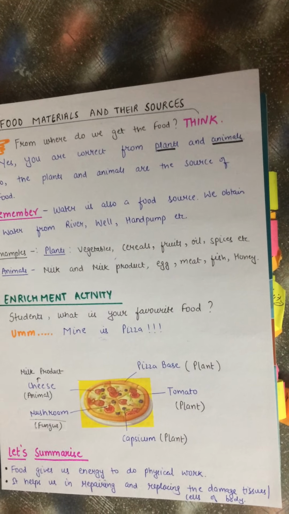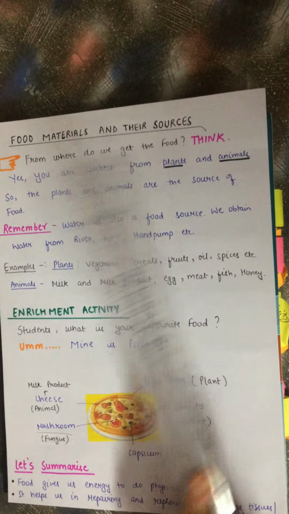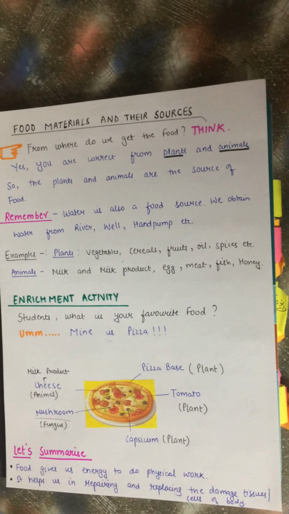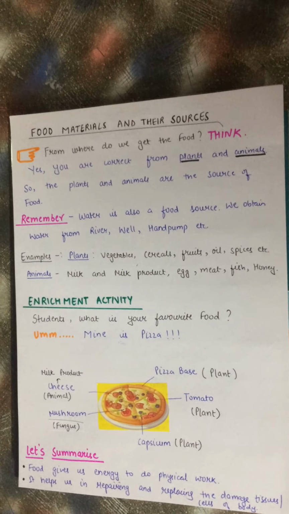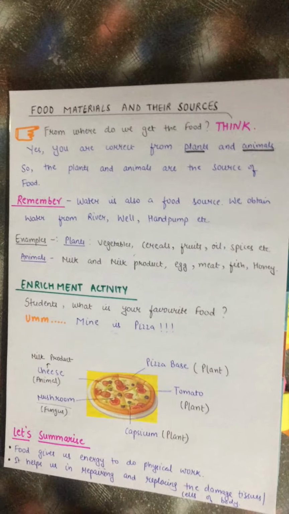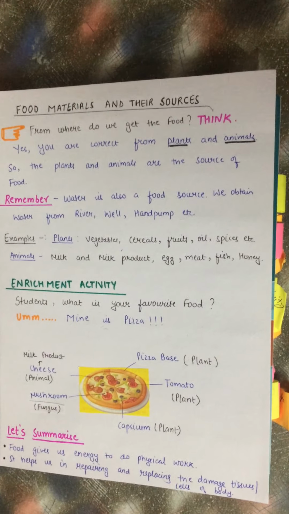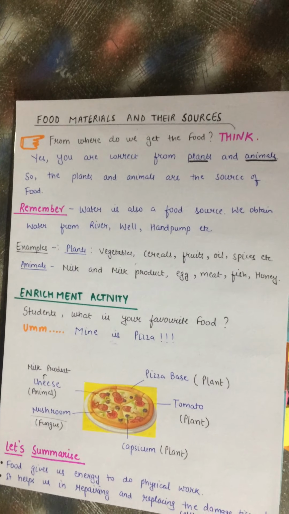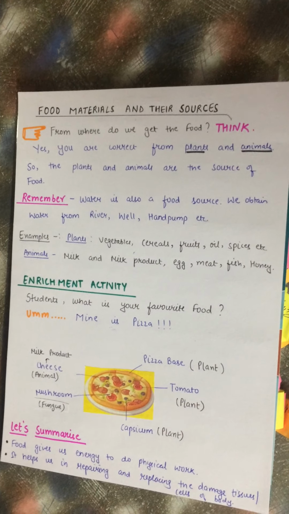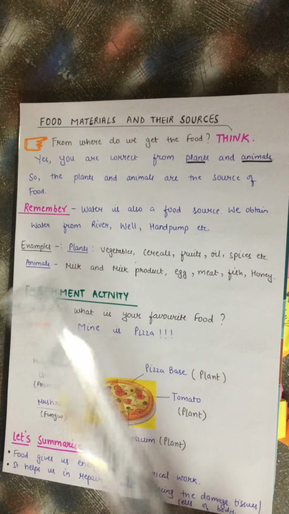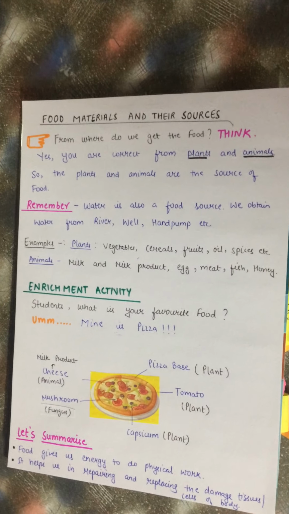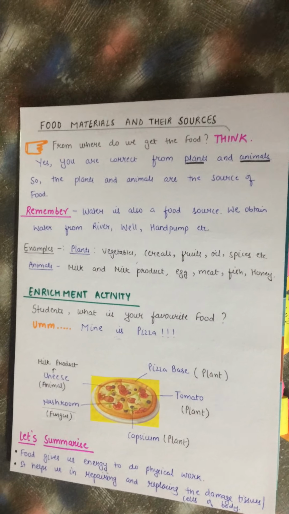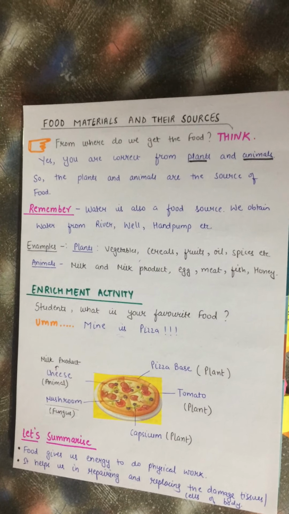Now let's look at the next topic. From where do we get the food? Now I have discussed so many food items with you. Have you ever thought from where we get these ingredients which are used to cook the food? Yes. If you are thinking that we get the food from plants and animals, then you are absolutely correct. The plants and animals are the source of food. Now, students, just remember that water is also a main source of food. So, from where do we get the water? The water which comes in your taps at your home comes from the rivers, from the wells and the hand pumps.